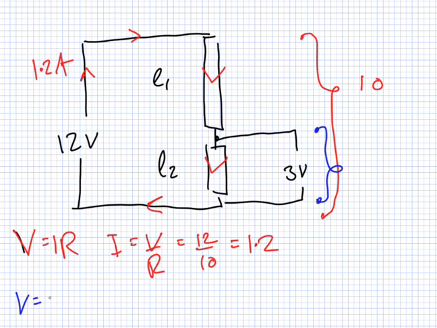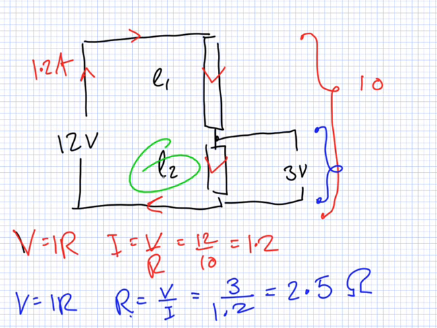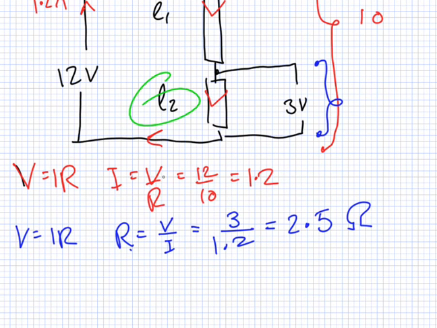So V equals IR. So I want the R now. R equals V over I. What's the V? 3. And what's the I? 1.2. So the R is 3 divided by 1.2, which is 2.5. Now, they want the length. So what formula could I use next? Yeah, R equals rho L over A.